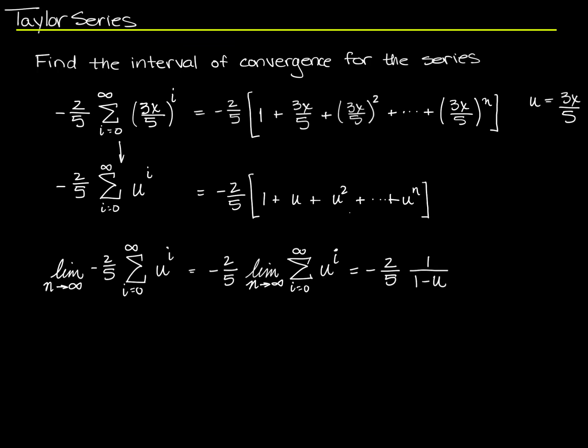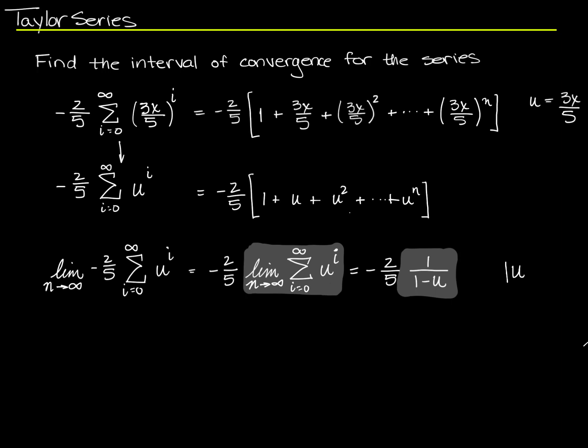This statement here, that this equals this, is now very useful. Except that, remember we said that for this to be true, the absolute value of u had to be less than 1. Or another way to write this is that u had to be between negative 1 and 1.